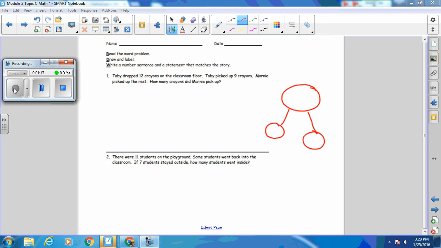So Toby dropped 12 crayons on the classroom floor. Toby picked up 9 crayons. Maria picked up the rest. How many crayons did Maria pick up? Well, I know that 12 got dropped, and I know that Toby picked up 9. As always, I'm looking for a part, so I put my box around it. Subtraction sentence: 12 minus 9 equals box.